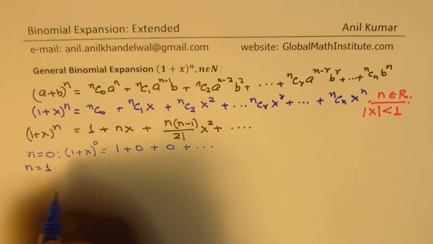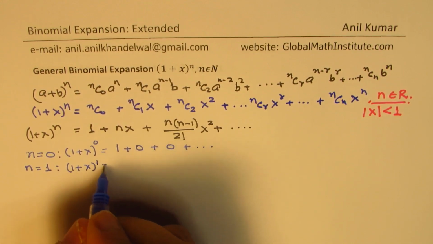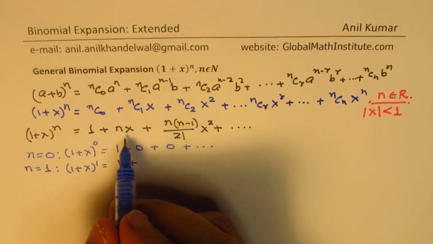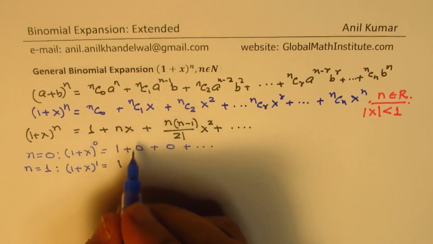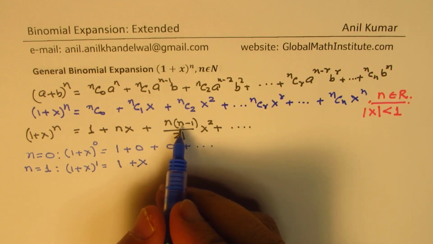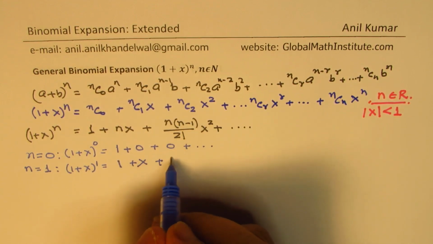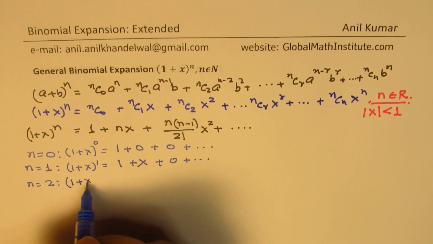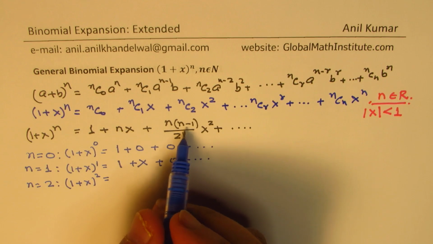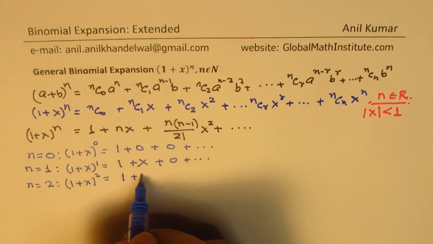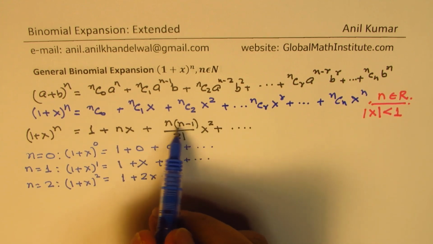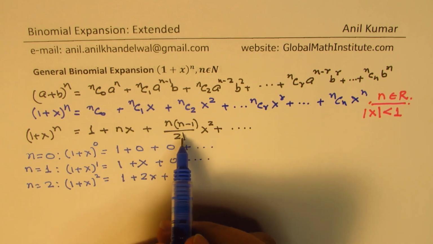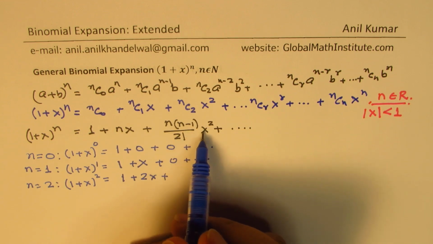If I use n equal to 1, then the expression will be 1 plus x to the power of 1, and substituting 1 here, we get 1 plus x. And then here, if I substitute 1, we get 0, because 1 minus 1 is 0, and so on. For n equals 2, the binomial expansion will be 1 plus x whole squared, and if I substitute 2 here, I get 1 plus 2x, and substituting 2 times 1 is 2, and 2 divided by 2 factorial is again just 1, and therefore we get x squared here.